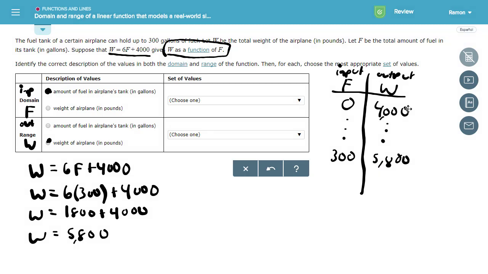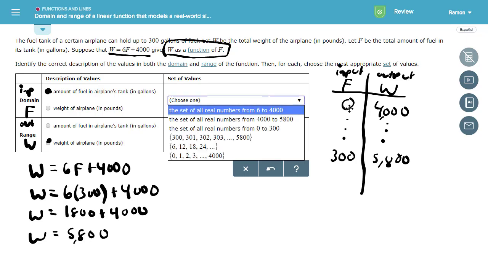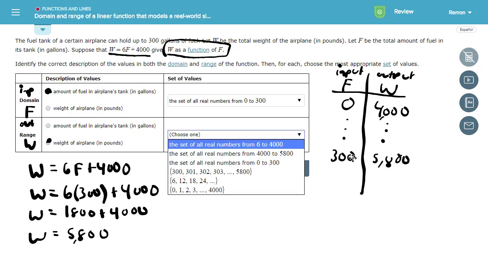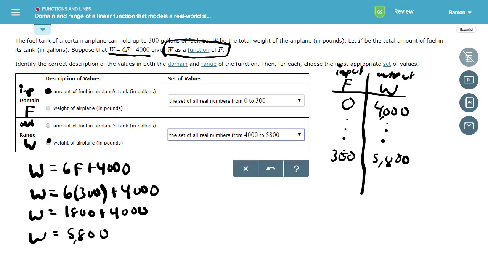The last part is to simply pick the set of values that go with the answers we got. For my domain, it's going to be from 0 to 300. So I look for that answer, and I can see it's this one, the set of all numbers from 0 to 300. Then for the range, which is all the values for W, my lowest and highest values are 4,000 and 5,800. So I look for those, and I can see that the set of all numbers from 4,000 to 5,800 will be this choice here. And that's it.